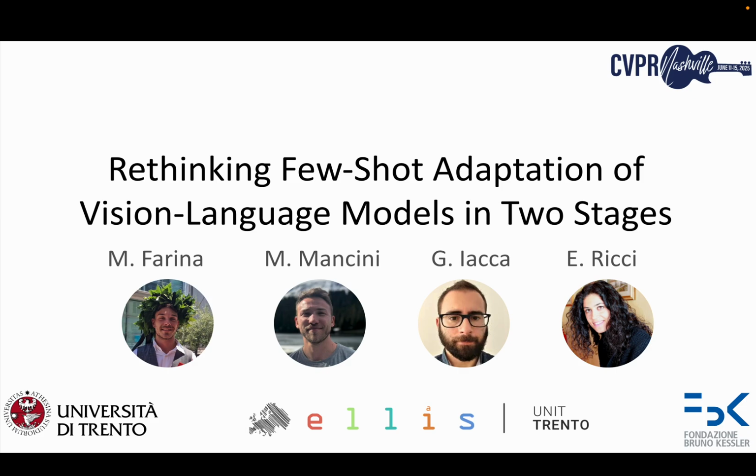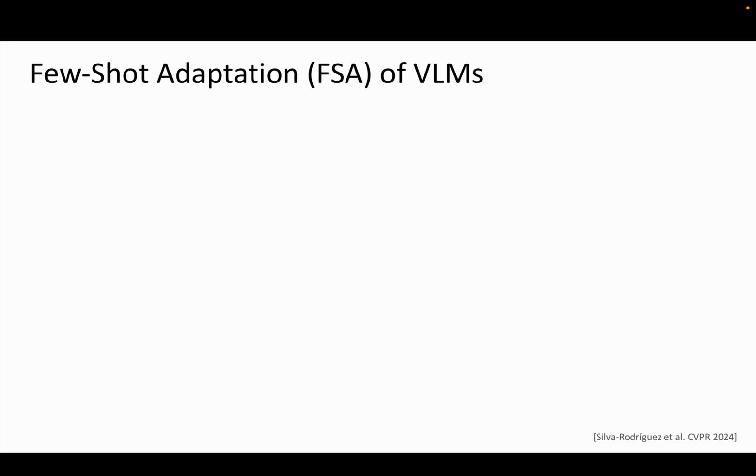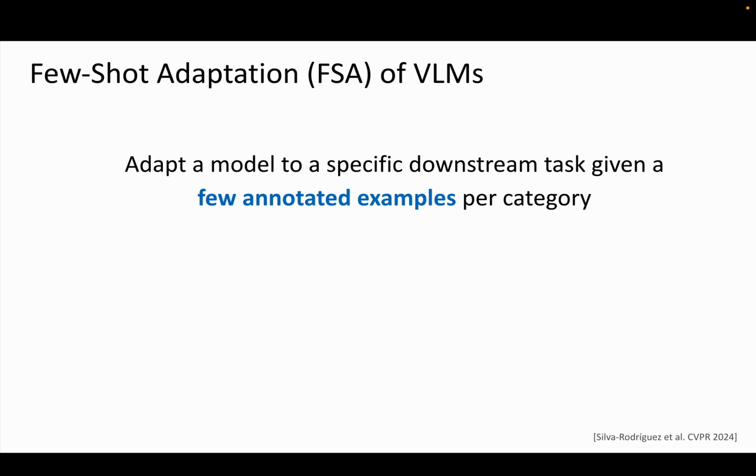And today we're going to talk about a recent CVPR paper called Rethinking Few-Shot Adaptation of Visual Language Models in Two Stages. My name is Matteo Farina and I'm the first author of this paper. So, as a quick background, what do we mean by few-shot adaptation? We mean the specific problem of tackling a downstream task, which in our case will be different classification tasks, given only a few annotated examples for each category of interest.